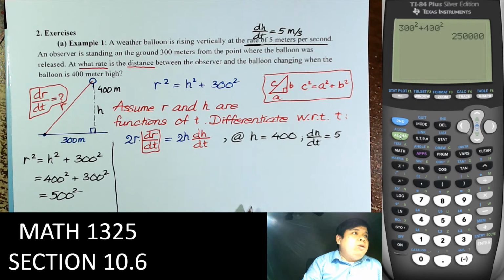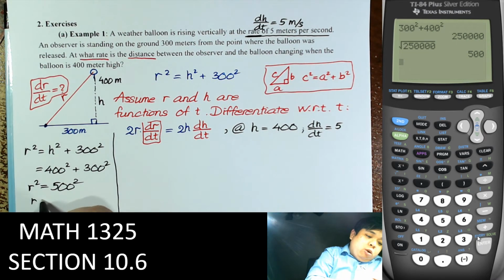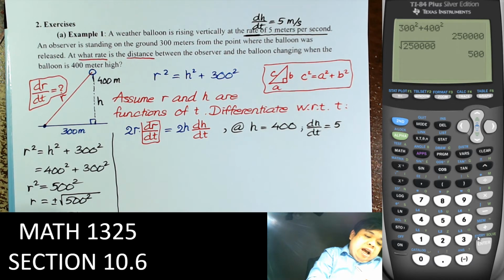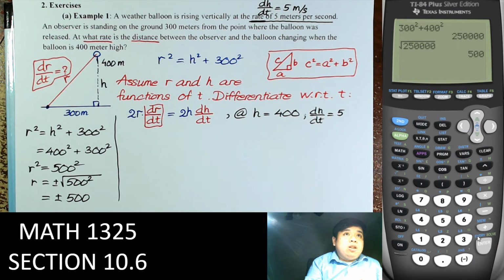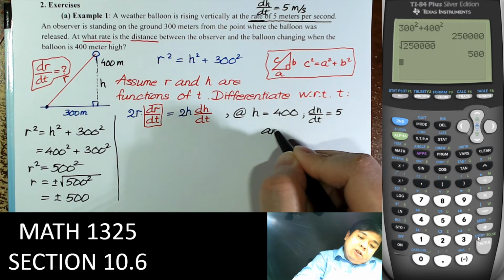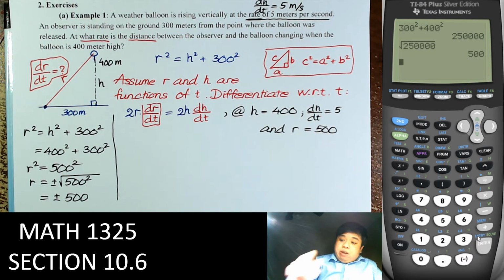And we can take square root of that. Just copy and paste there. So r square is 500. So take the square root on both sides. There's plus or minus, so that plus or minus 500. However, the distance between the 2 points cannot be negative, so it's just 500. So we have h is that, and then r is 500. Now we just substitute everything in the equation.